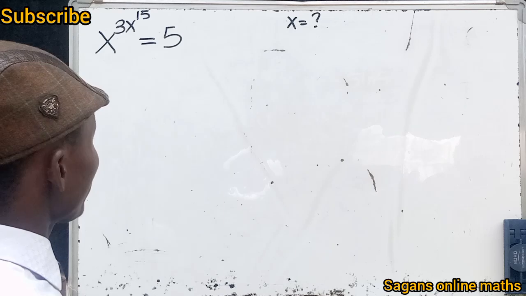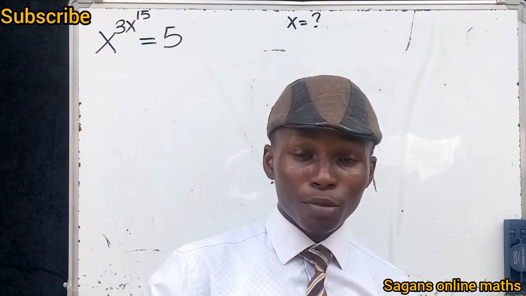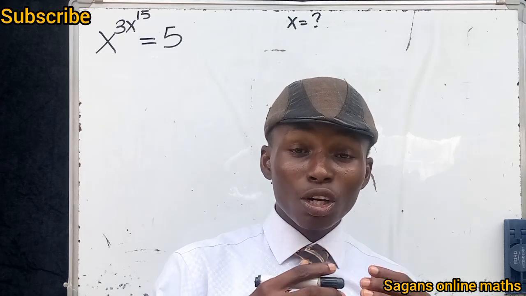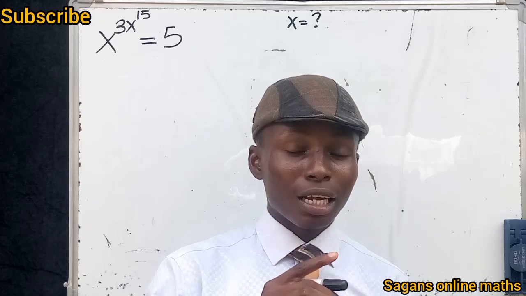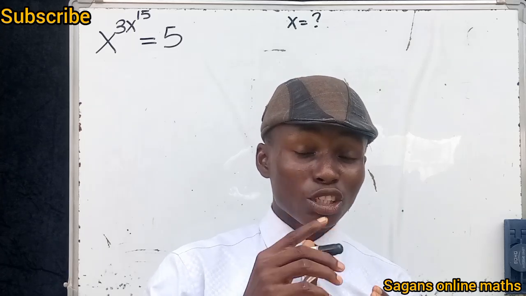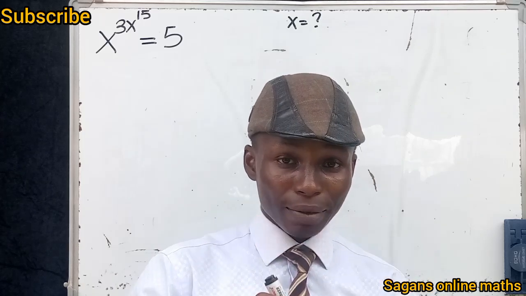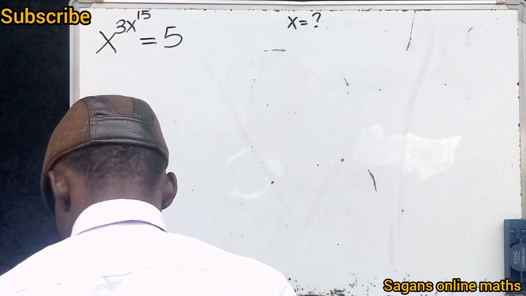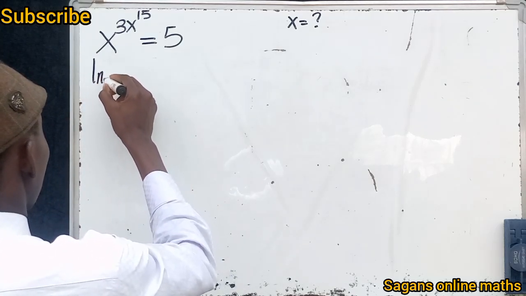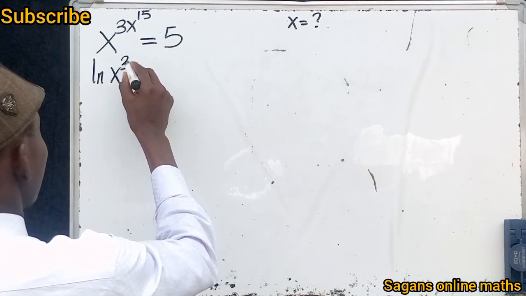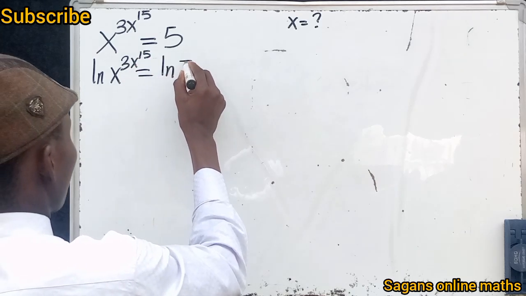Now look at what we're going to do. Our first step is to take the logarithm of both sides. Okay, the natural logarithm of both sides. Note that natural logarithms are always in base e, while logarithms are always in base 10. Take note, very important. Natural logarithms are always in base e, while logarithms are always in base 10. Now we're going to take the natural logarithm of both sides. So this now becomes ln of x to the power of 3x to the power of 15 is equal to ln 5.